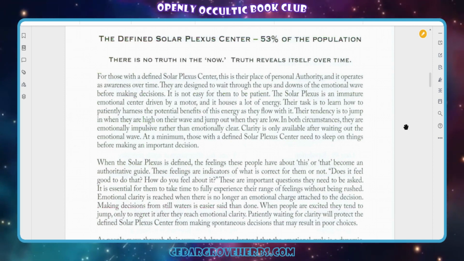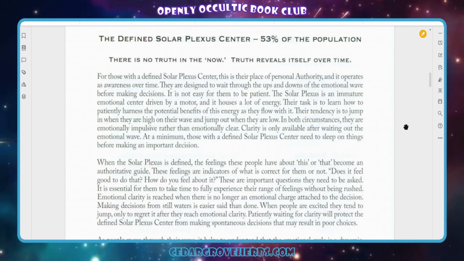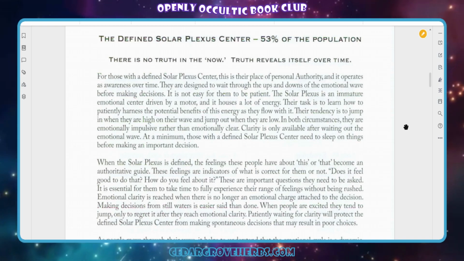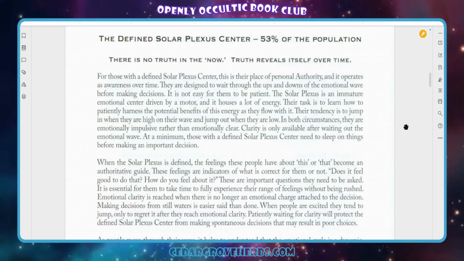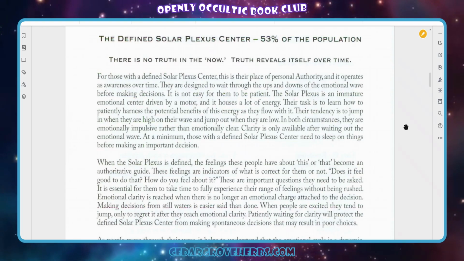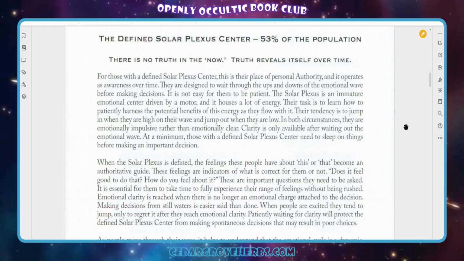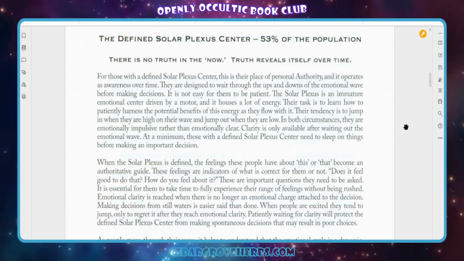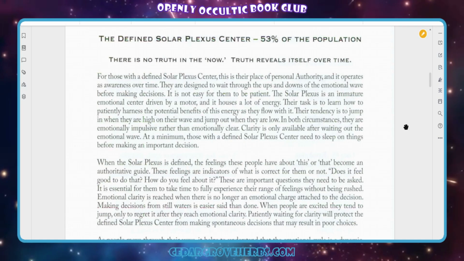It's not easy for them to be patient. The solar plexus is an immature emotional center driven by a motor, and it houses a lot of energy. Their task is to learn how to patiently harness the potential benefits of this energy as they flow with it. Their tendency is to jump in when they're high on their wave and jump out when they're low. In both circumstances, they are emotionally impulsive rather than emotionally clear. Clarity is only available after waiting out the emotional wave.